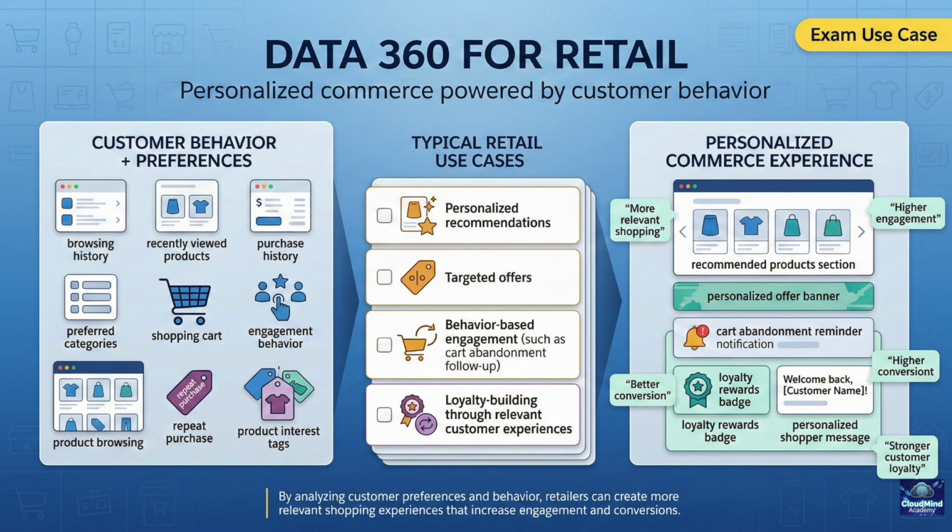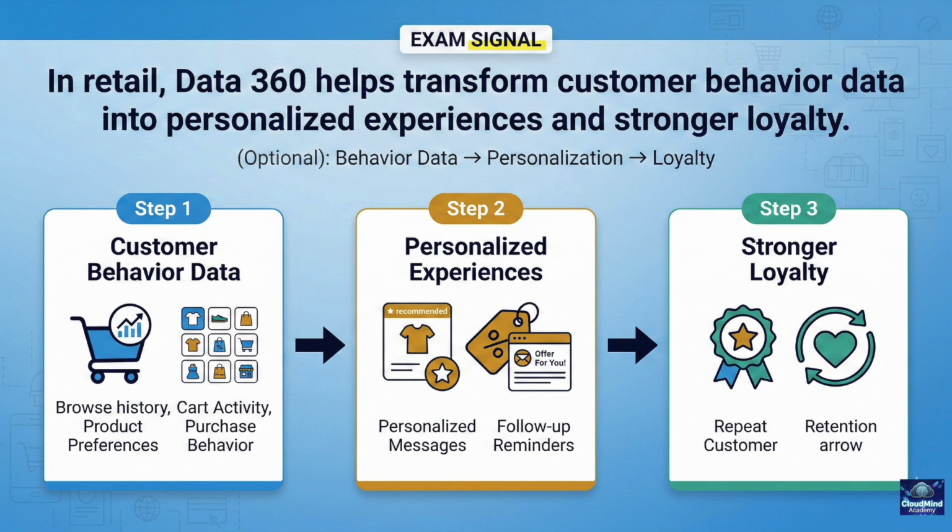Data 360 for retail. In retail, Data 360 supports personalized commerce experiences. Typical retail use cases: personalized recommendations, targeted offers, behavior-based engagement, such as cart abandonment follow-up, and loyalty building through relevant customer experiences. By analyzing customer preferences and behavior, retailers can create more relevant shopping experiences that increase engagement and conversions. Exam signal. In retail, Data 360 helps transform customer behavior data into personalized experiences and stronger loyalty.